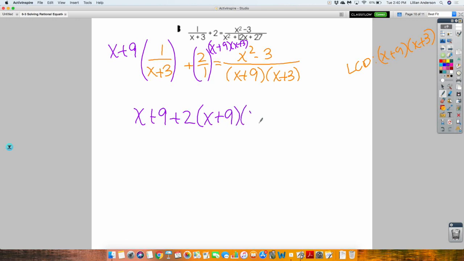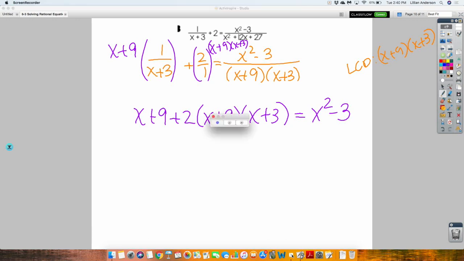Let me delete this right now. What do I have to multiply the last fraction by? Nothing. So now it's just a little bit of algebra that you have to do to solve. Go ahead and FOIL, distribute, and solve for x.